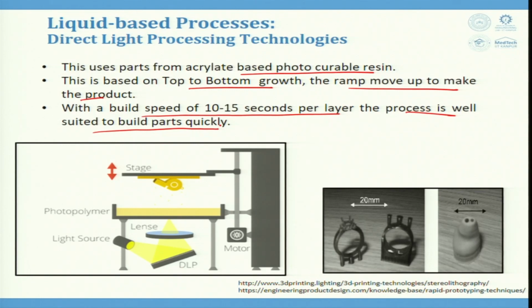Here we have a stage, we have a lens, and using a light source, that is a direct light source, generally a UV light, that helps to cure the resin, and we are able to build the parts from the top to bottom. So, this is similar to what we have discussed in stereolithography. The source here is UV in general.